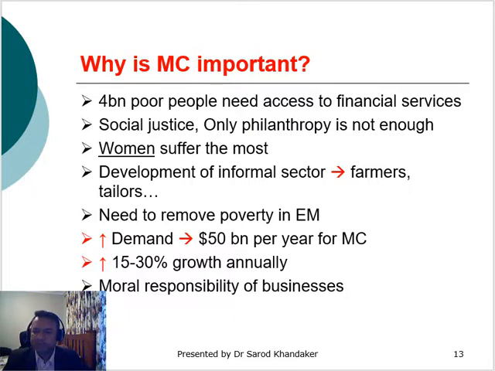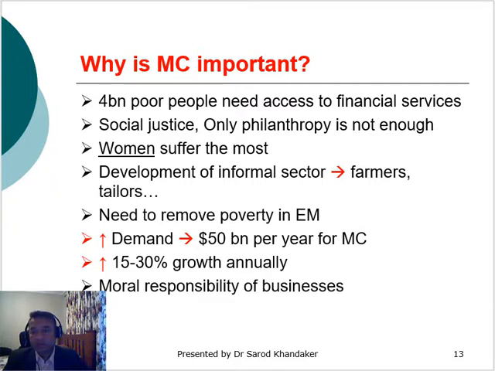Fourth, the development of the informal sector, such as the farmers and the tailors. The development of the informal sector is quite important for emerging countries, and it also helps them to reduce poverty. By doing all of this, microfinance increases demand. There is strong demand for microfinance products, approximately $50 billion per year for microfinance products and loans, and the growth rate of the microfinance industry is about 15 to 30% annually.